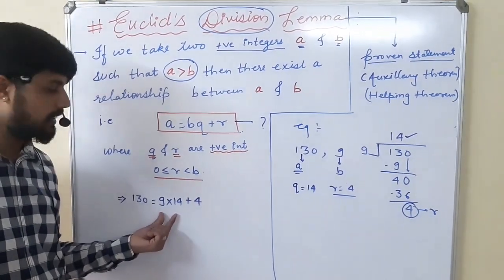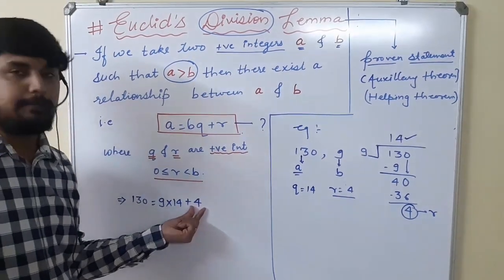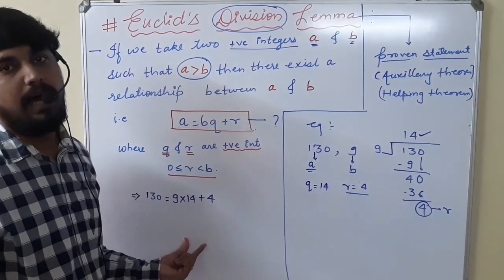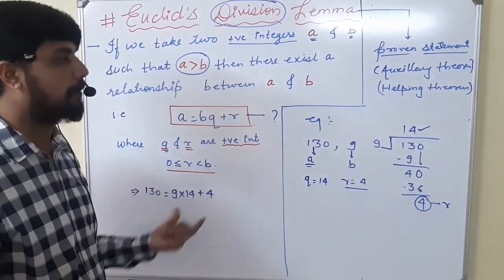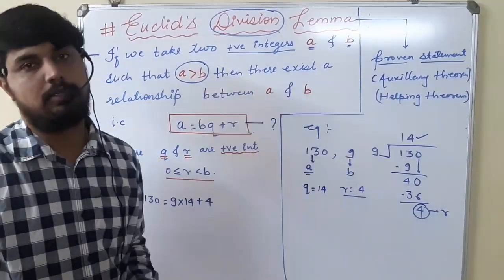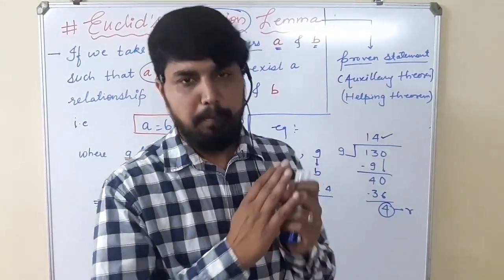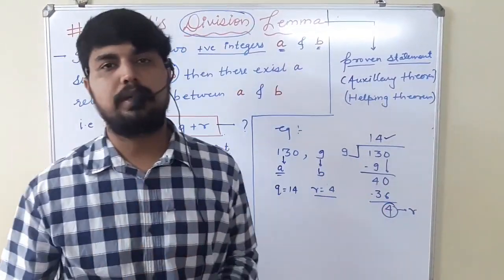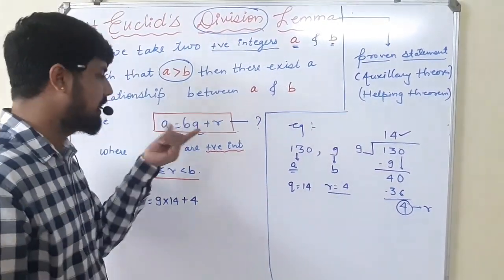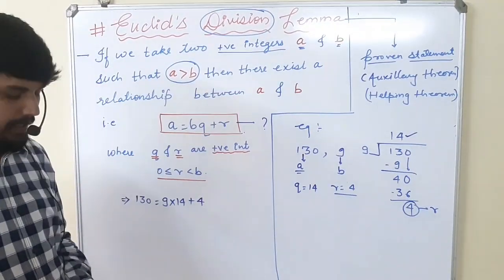14 9s are 126. 126 plus 4 is 130. So now our LHS and RHS both are equal. Both are equal. That means this theorem states or stands true for these two values also. So similarly, we can take many values and we can perform the Euclid division lemma, and we can express two integers in this relation: a equals bq plus r.